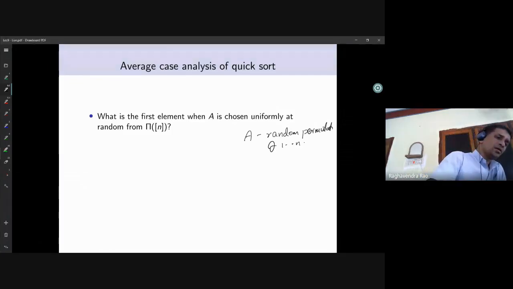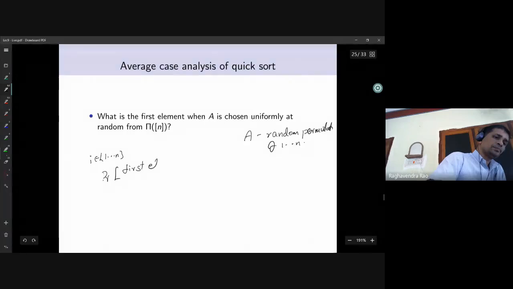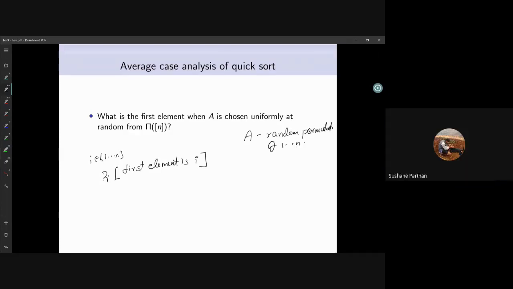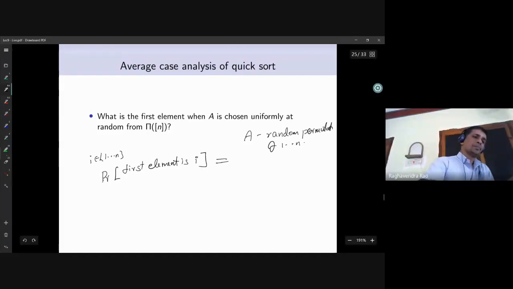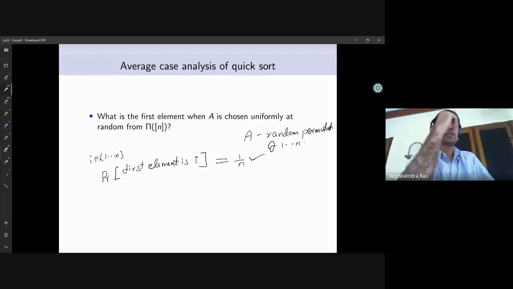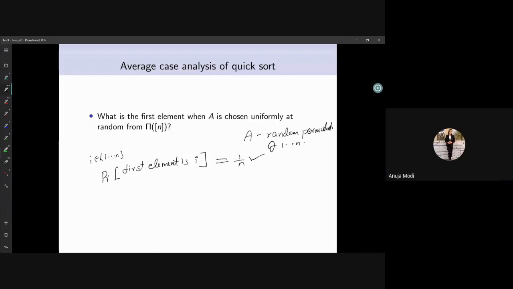So fix any I from 1 to n. What is the probability that the first element is I? One by n. Why is that? Because it could be any of n elements. But why is that? We need a justification, right? Because all the elements are distinct here.